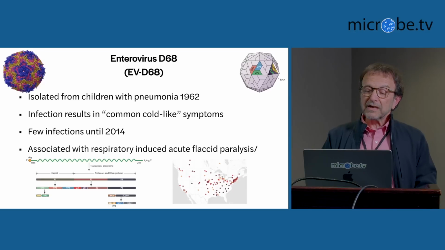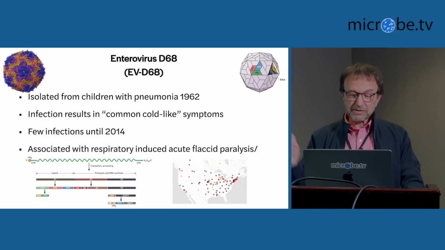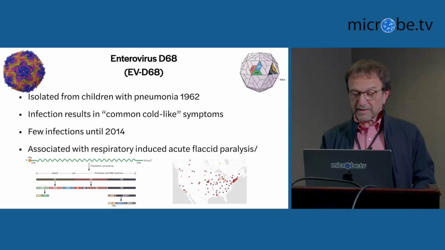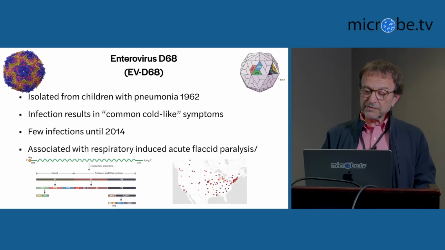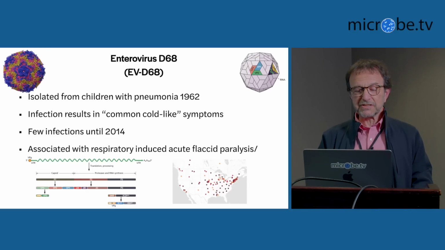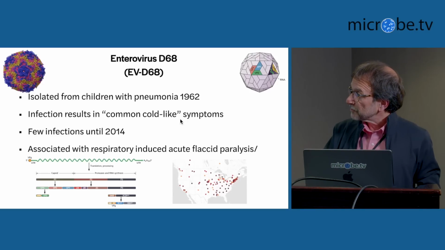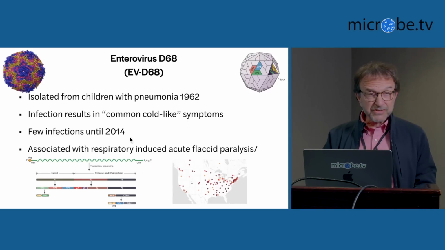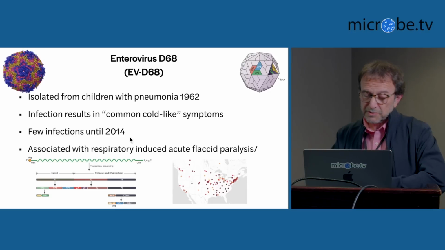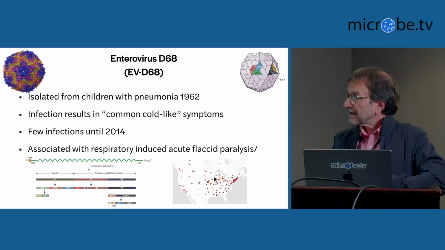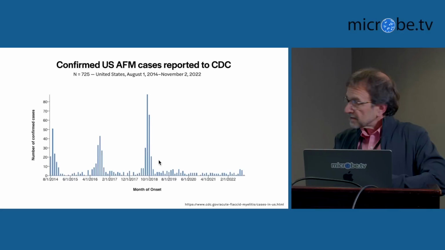And we got interested, when Amy returned to the lab after her PhD, a number of years before, she got interested in enterovirus 68, which was isolated in the 60s from children with pneumonia. Very few infections detected until 2014, when, as you know, there was a big outbreak throughout the US and Canada, and a number of these were associated with paralysis.